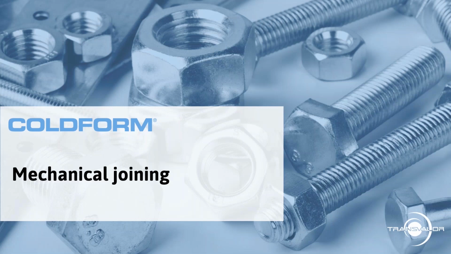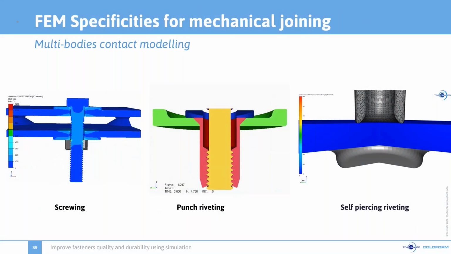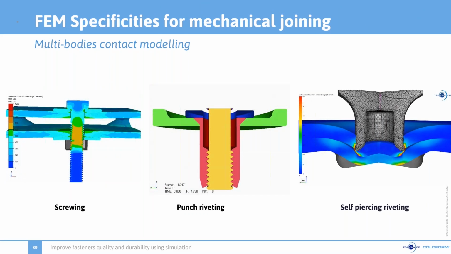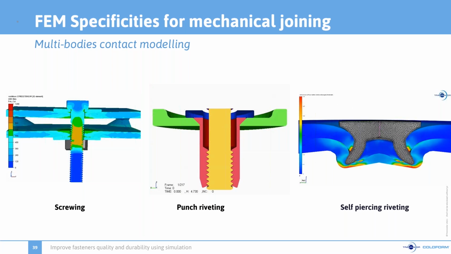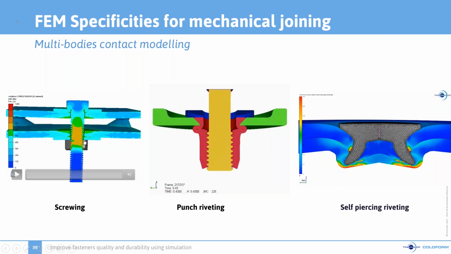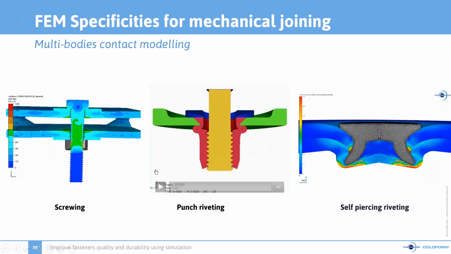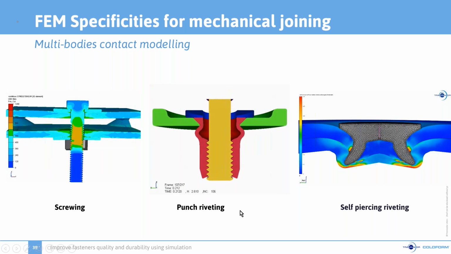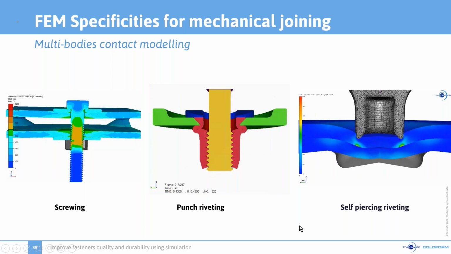Let's talk about mechanical joining. COLDFORM is a finite element analysis software with robust capabilities to solve simulations with large plastic deformation or multi-bodies. It is possible to model and analyze several mechanical joining processes such as clinching, screwing. Here we see a video of screwing, here a video of punch riveting, and here a video of self-piercing riveting.